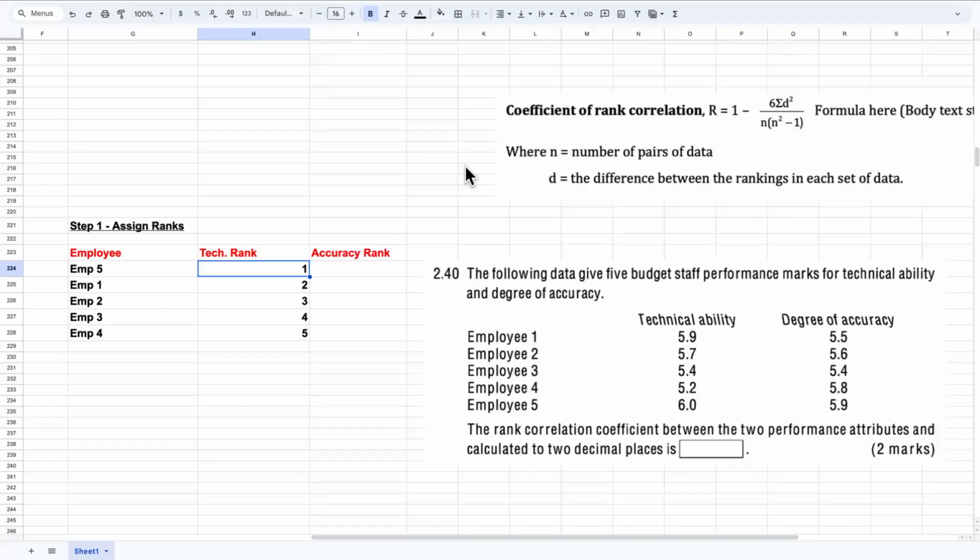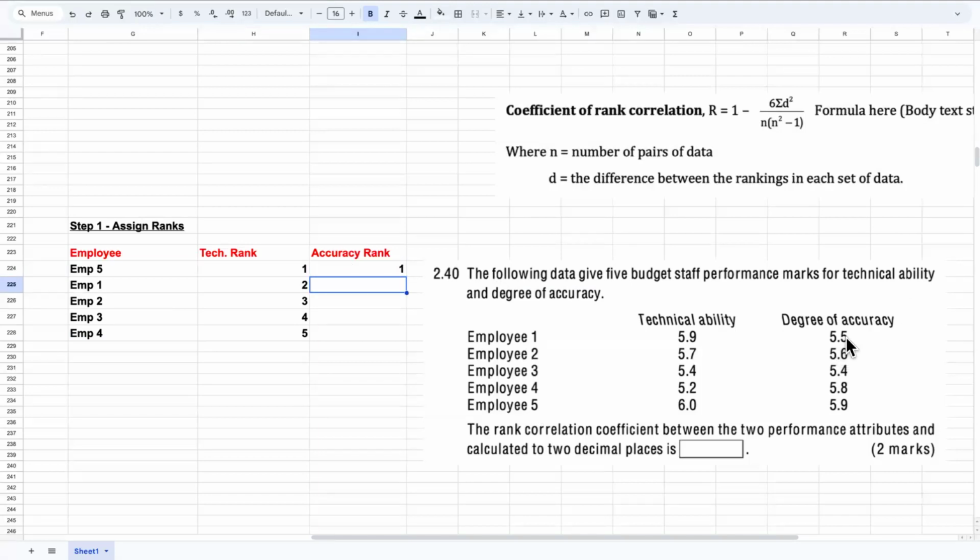Right. The same thing we have to apply for the accuracy rank also. Now just focus on the accuracy, only accuracy. So now we are going to rank for the employees. Now 5.5, 5.6, 5.5, 5.8, 5.9. Who gets the highest marks? Employee number 5. So for this employee number 5, we will give the first rank.